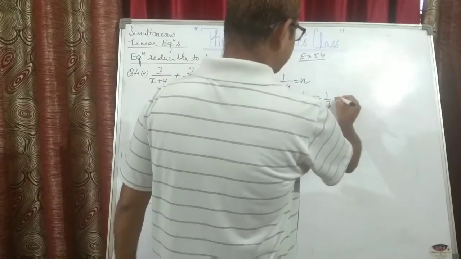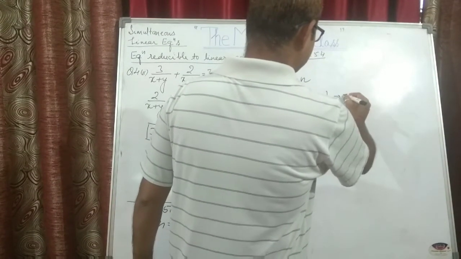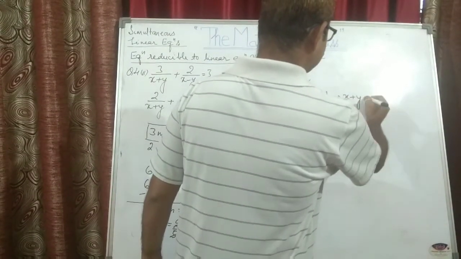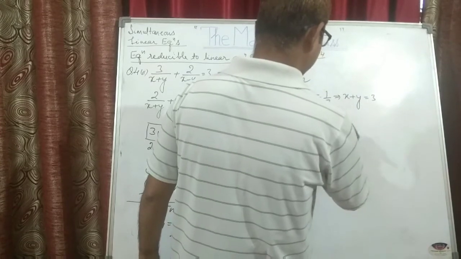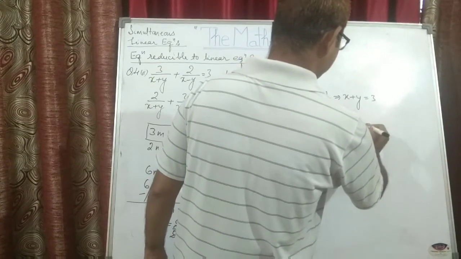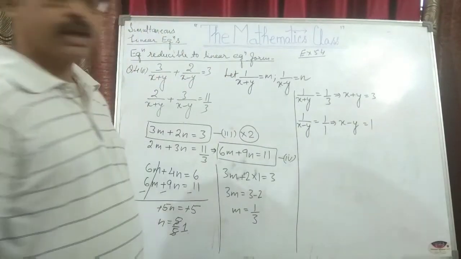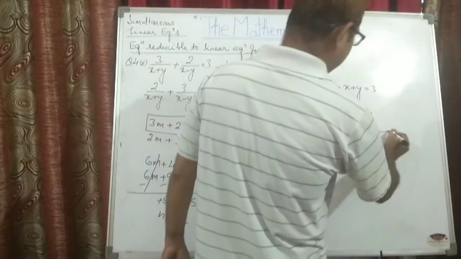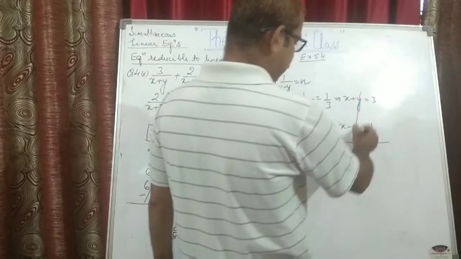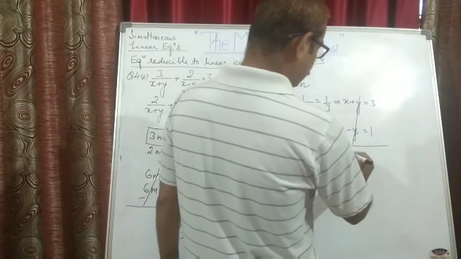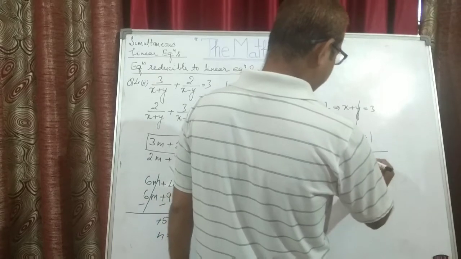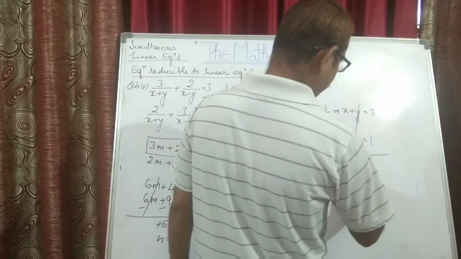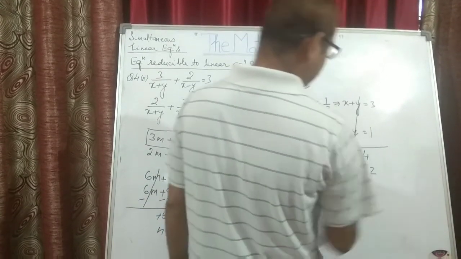When you solve it, you cross multiply. So x plus y is equal to 3, and from this you will get x minus y is equal to 1. Now again you have to solve these two equations. Simply, if we add these two equations, plus y and minus y cancel off, you get 2x is equal to 3 plus 1, which is 4. x is equal to 4 upon 2, that is 2.